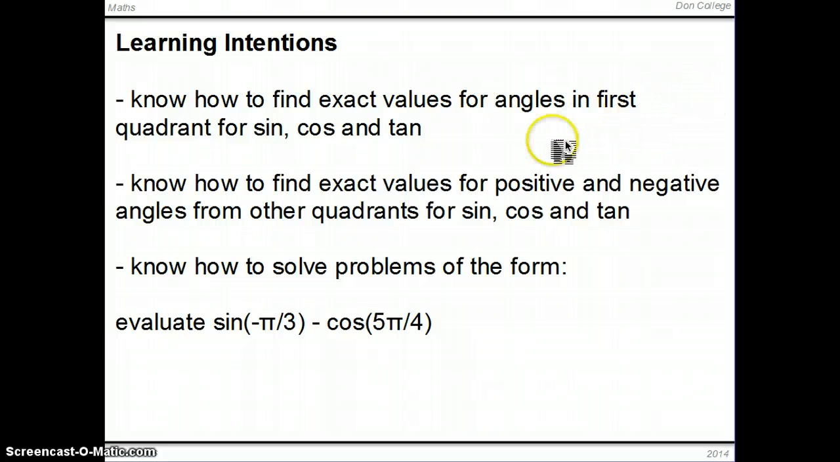Learning intentions: know how to find exact values for angles in the first quadrant for sine, cos and tan. Know how to find exact values for positive and negative angles from other quadrants for sine, cos and tan. And know how to solve problems of the form evaluate sine of negative pi on 3 minus cos 5 pi on 4.